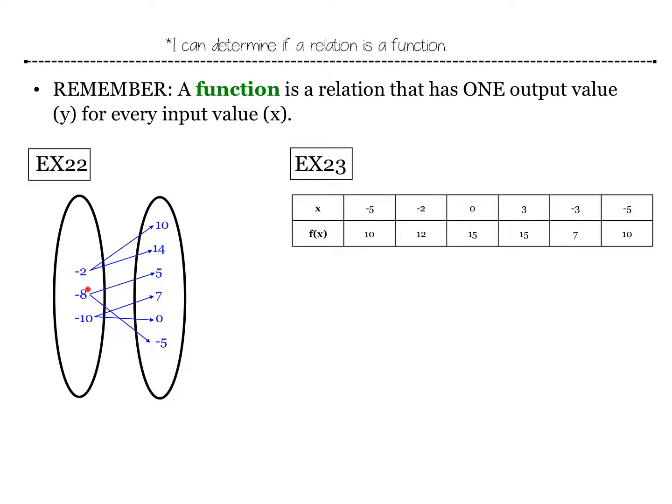So in this case right here, in this mapping, I have -2 that's pairing to 10, and I have -2 that's pairing to 14. I also have -8 that's giving me 5 and -5. And I have -10 that's giving me 7 and it's giving me 0. So if you think about one output for every input value, all three of these inputs are giving me multiple outputs. And there's no way that I could plug -8 into a function and get two different values when I do it. So that means that this is not a function.